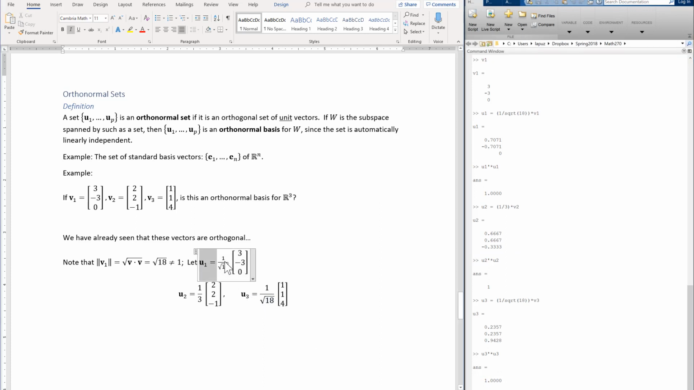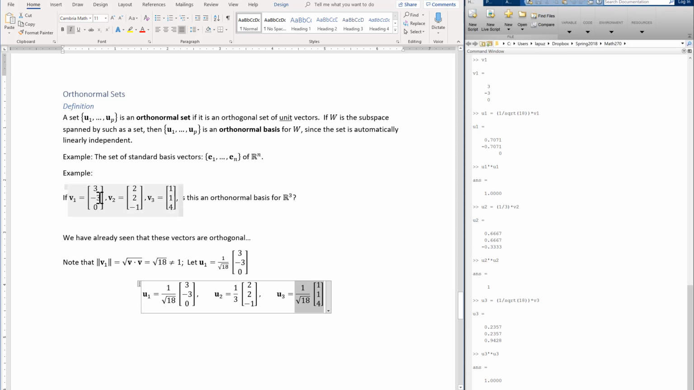So now this set of vectors U1, U2, and U3 is going to be an orthonormal set. So remember that V1, V2, and V3 were already orthogonal, so all we have to do is normalize each of them to make sure that they're orthonormal vectors. So they're orthogonal and have unit length. Okay.